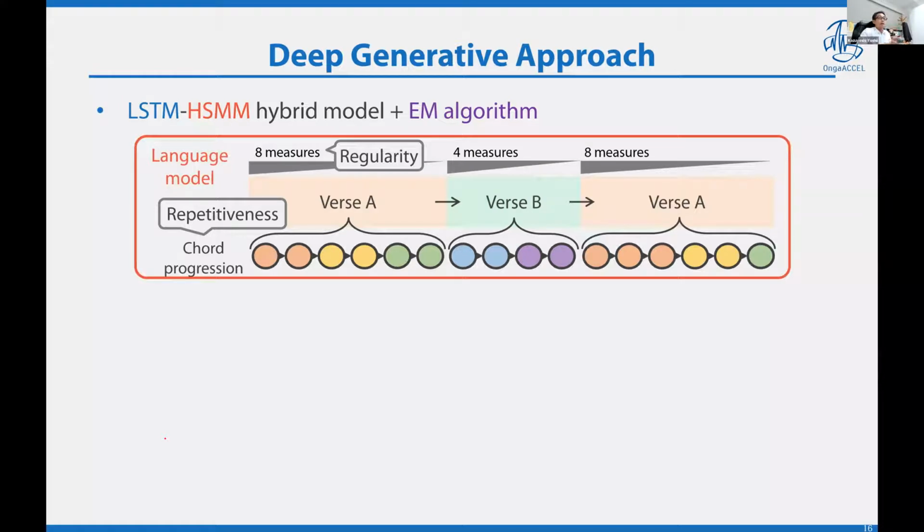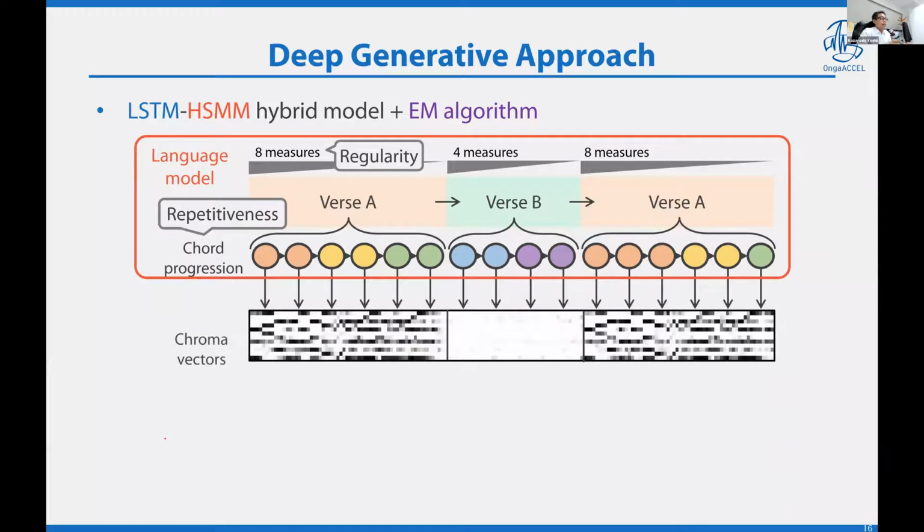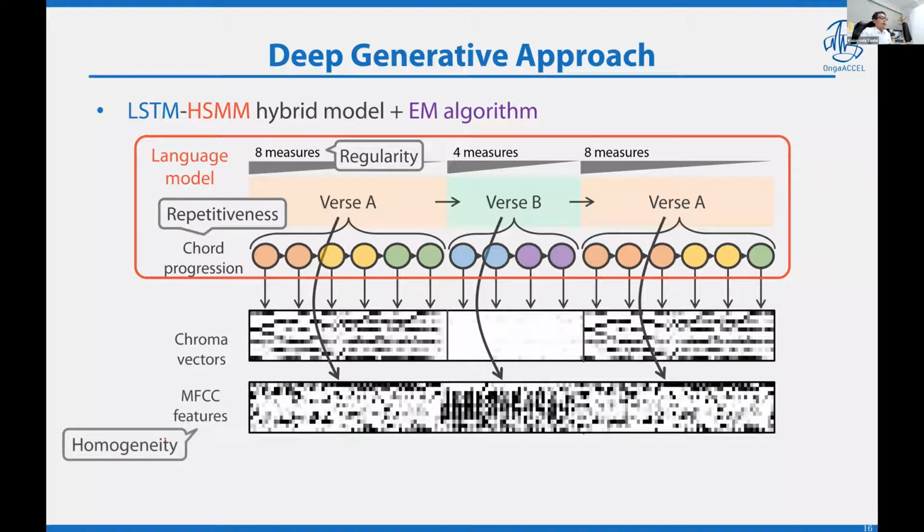So this part corresponds to a language model. And then chroma vectors are generated from the determined chord progression. On the other hand, MFCC features representing acoustic characteristics are generated. So here we consider the homogeneity of acoustic features.